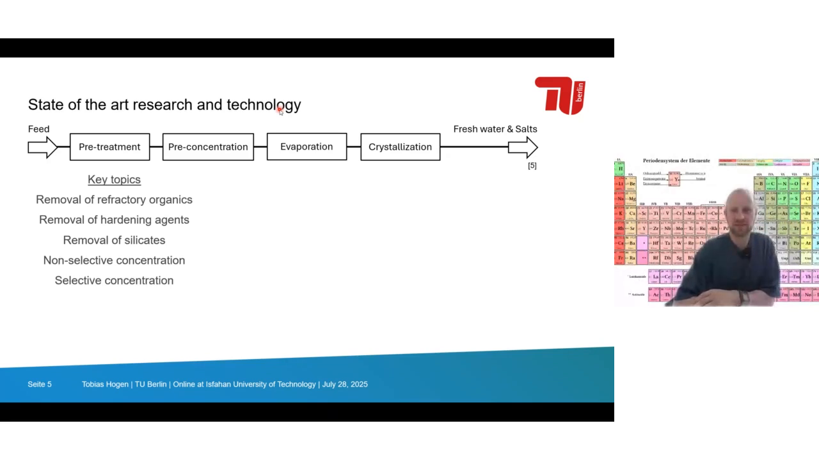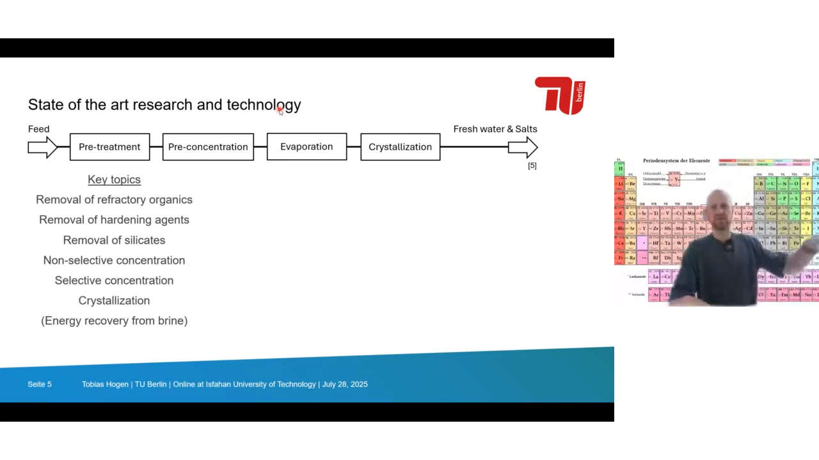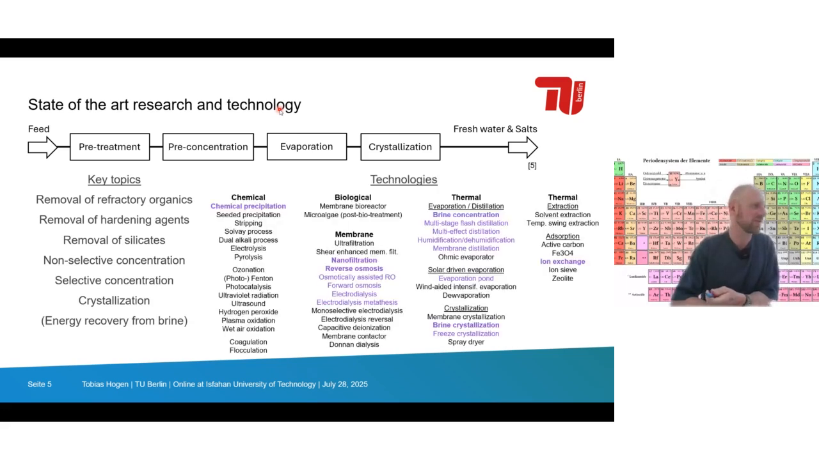Then there's selective concentration. There are developments in the field, for example, of nanofiltration or electrodialysis metathesis, so processes that are used to concentrate our brine and also, in the same process, make a fractionation, generate at least two output streams with different stream compositions. Of course, crystallization is in the focus, and energy recovery from brine. I put it in brackets here because it's not directly linked with my topic, but it's also frequently reported in the publications.